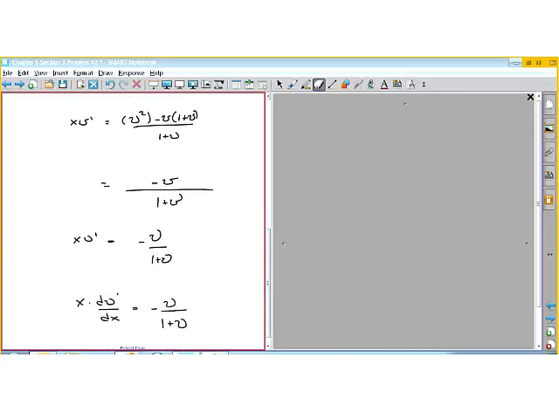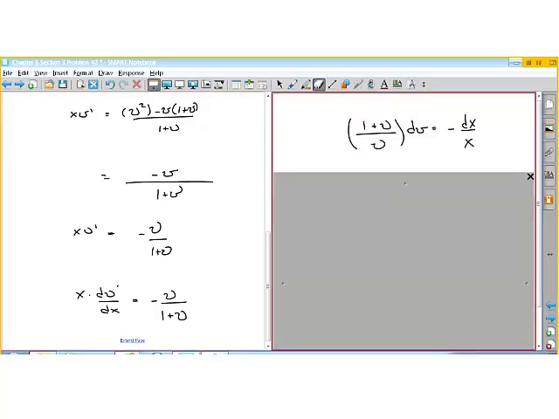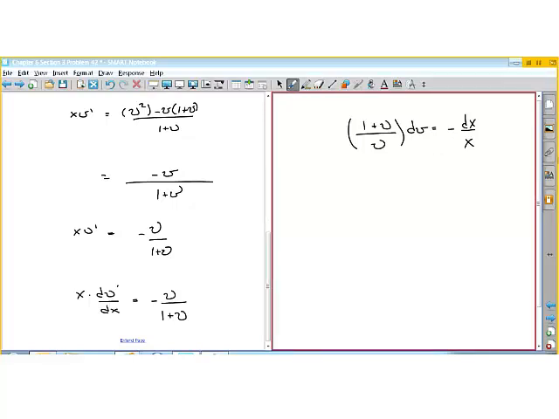But nu prime is d nu dx. Divide both sides by x, divide by this, which gives you the reciprocal. So if you move this to the numerator and that's the denominator, by moving it to the other side, you get the same equation. That's the point here. So we get the same differential equation. Okay, now we have to solve it.